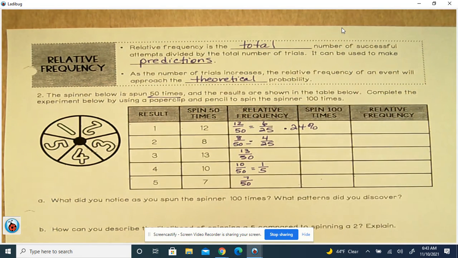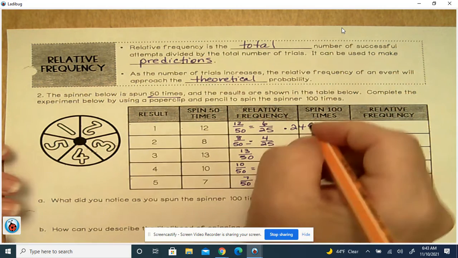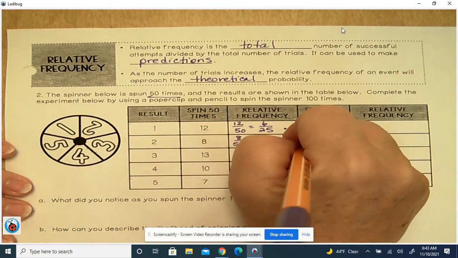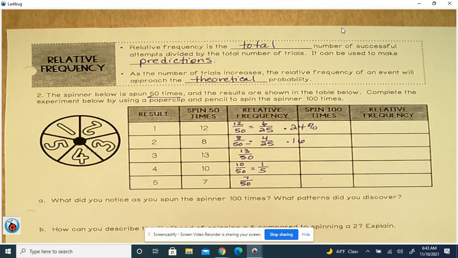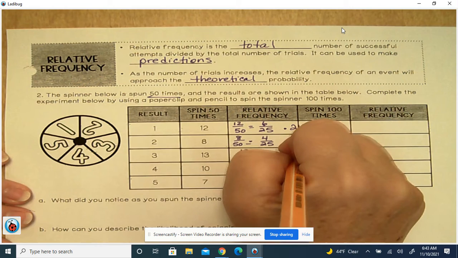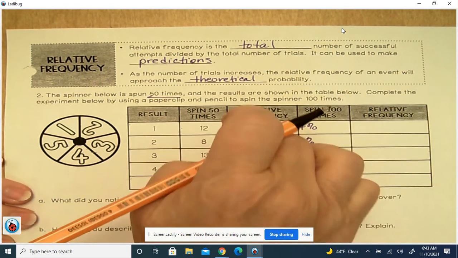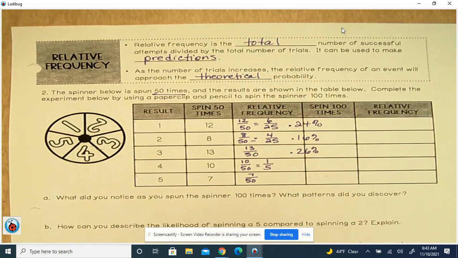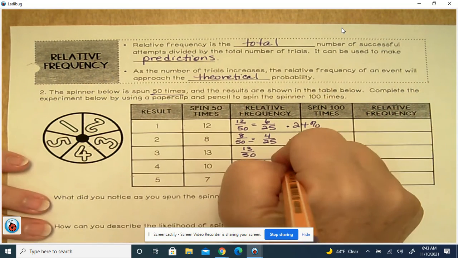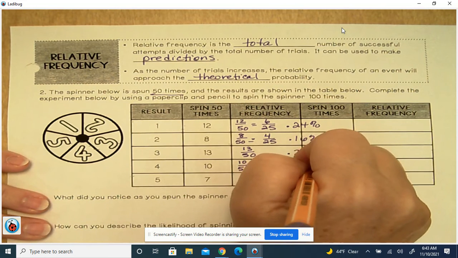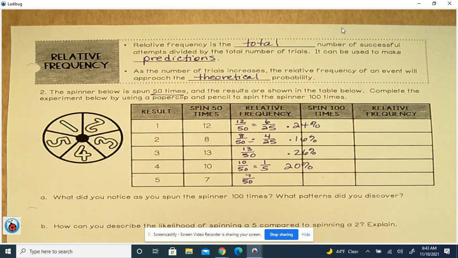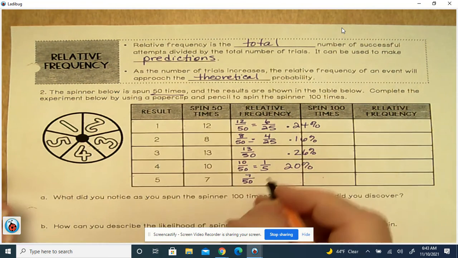4 divided by 25 is 16%. 13 divided by 50 is 26%. This is dealing with this column right here. And then 1 divided by 5 is 20%, I believe. Yeah, 20%. And then 7 divided by 50 is 14%.